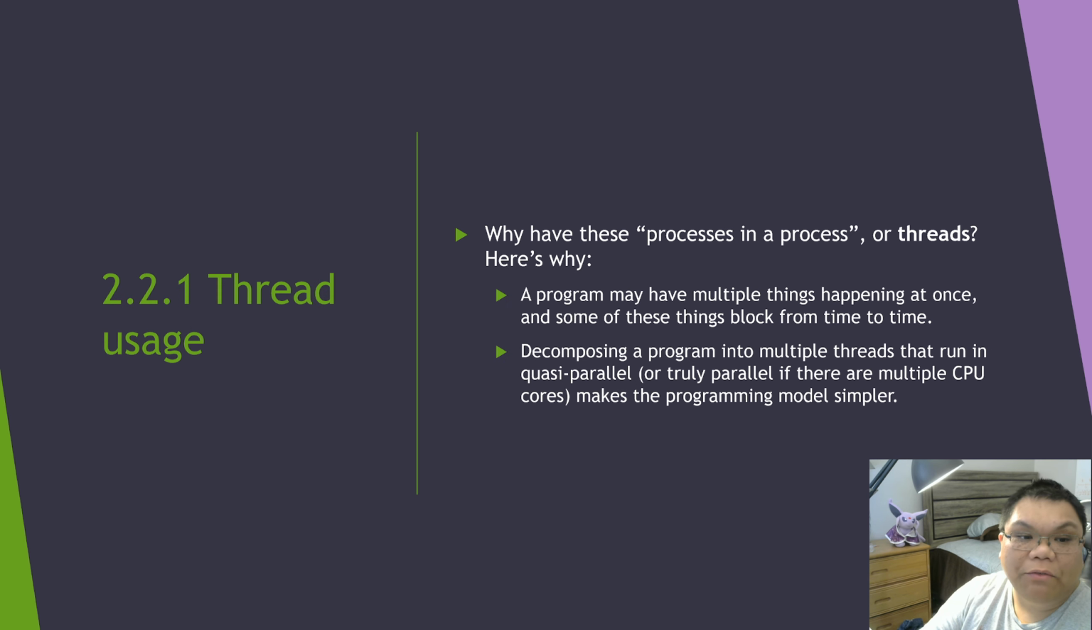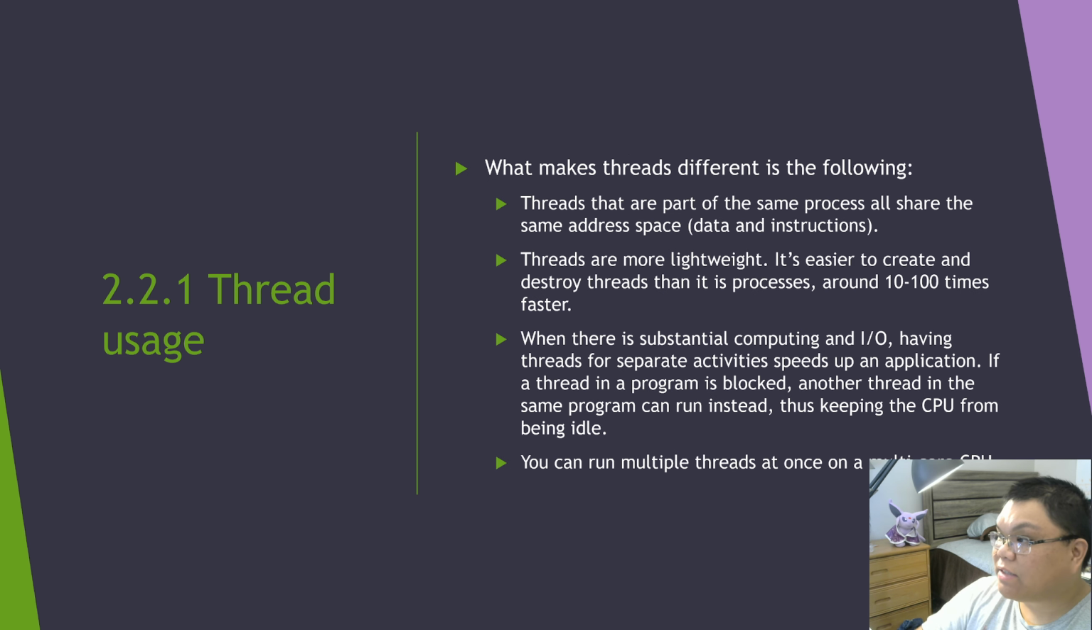So here's why we would have processes, which the Tannenbaum textbook calls processes in a process. These are called threads. Here's why we would have multiple threads in a program. A program may have multiple things happening at once, and some of these block from time to time. What makes threads different is the following.